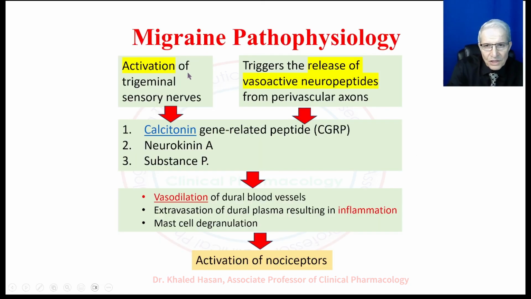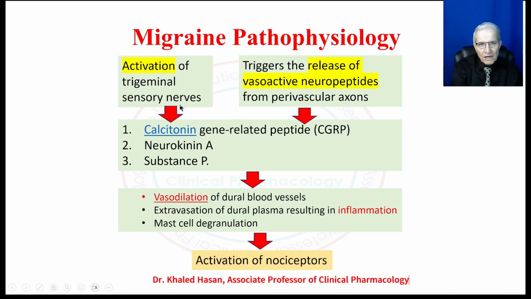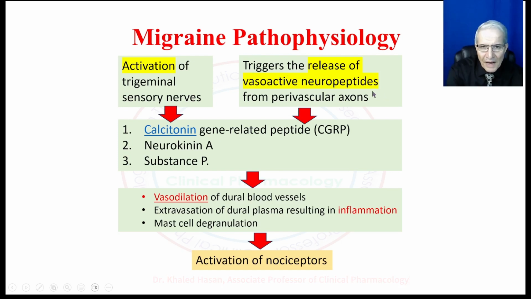Okay, so as you can see from the diagram, we have activation of the trigeminal nerve, cranial nerve 5. Activation of this nerve by the trigger will trigger the release of vasoactive peptides. We have three main peptides there: CGRP, neurokinin A, and substance P. This will lead to vasodilation, extravasation, inflammation, and degranulation of mast cells. And the end result is activation of nociceptors, or pain receptors.